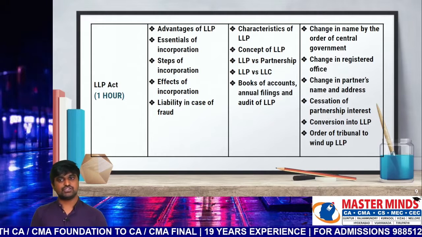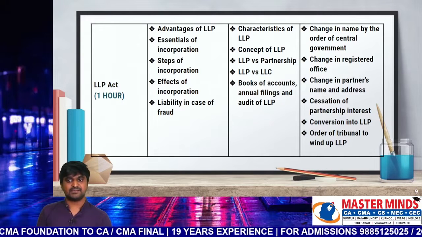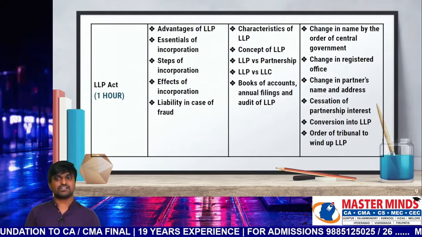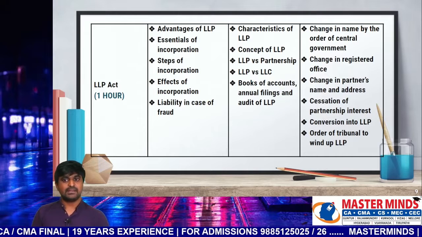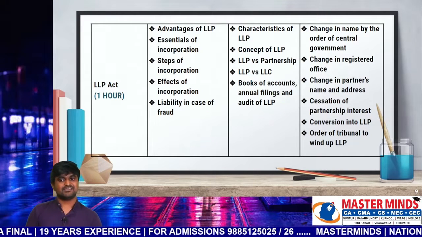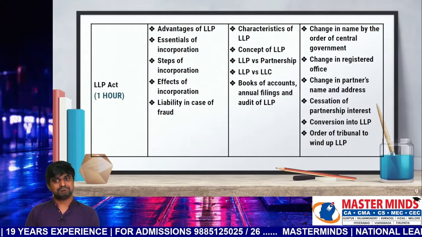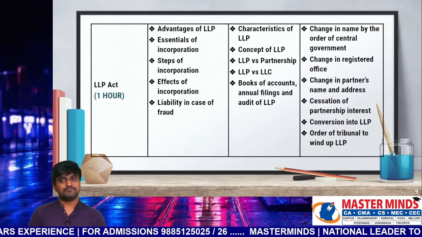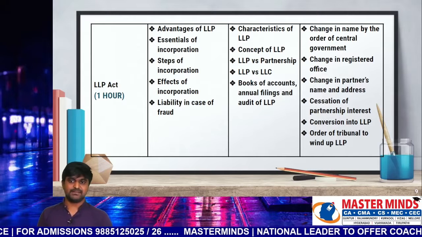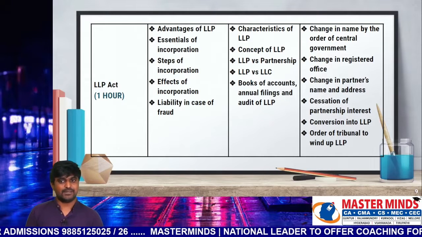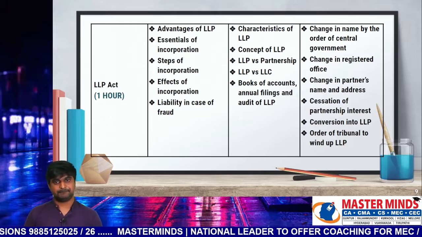Next one, change in registered office, change in partner's name and address, cessation of partnership interest, nothing but discontinuation in partnership. Next one, conversion into LLP, that is conversion of a private company, an unlisted public company, and a partnership firm into LLP. We need to refer to those provisions. And finally, when LLP will be wound up by a tribunal.